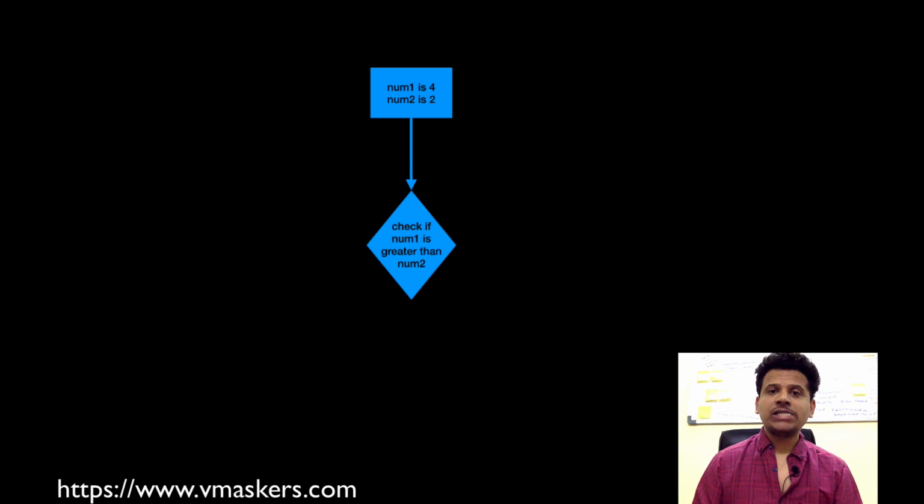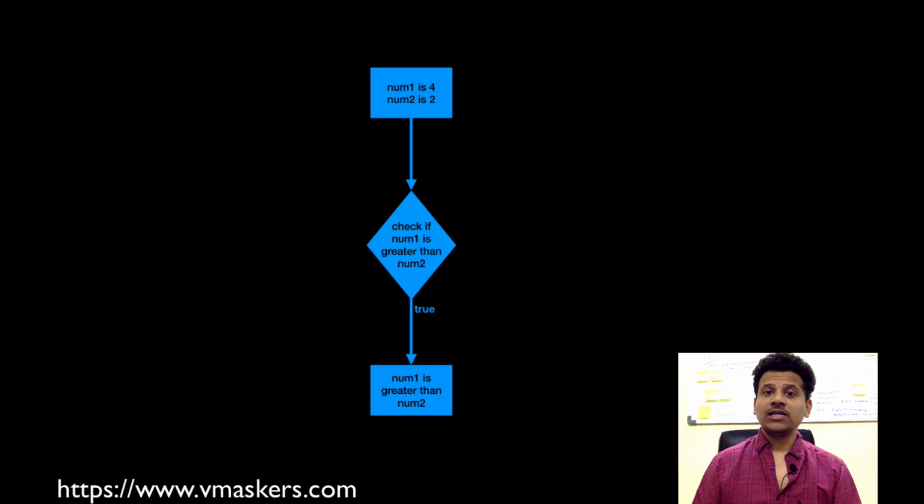So for example, we want to find the greater number between two numbers. Let's imagine you have two numbers, num1 is 4 and num2 is 2. We will check if num1 is greater than num2. If it is true, then the decision is num1 is greater than num2. This was just a simple example of an if statement. We are comparing two numbers, and if the result is true, then we decide num1 is greater than num2.